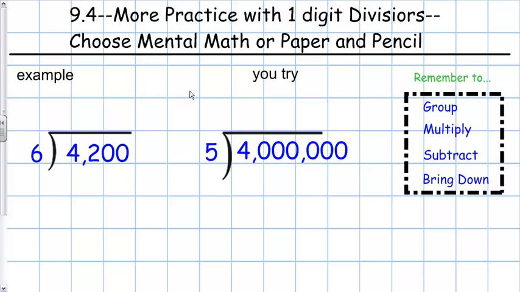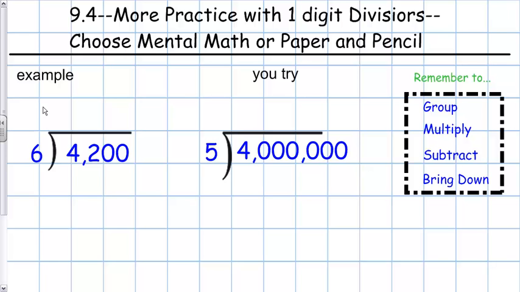Hi guys, today is going to be basically more practice like what we did with yesterday's assignment from 9.3. So today we're going to look at dividing by a one-digit divisor, and thinking back a few lessons, we can either choose to use mental math or solve it with long division style using paper and pencil. So if you look at our first example here, we're going to choose mental math for these two problems. So let's take a look at our first example problem.